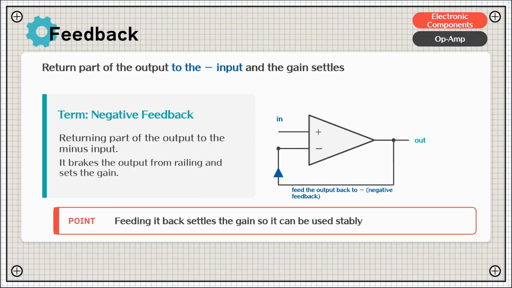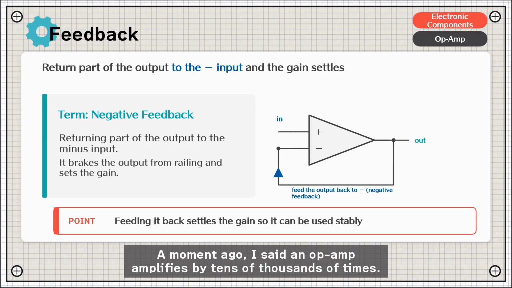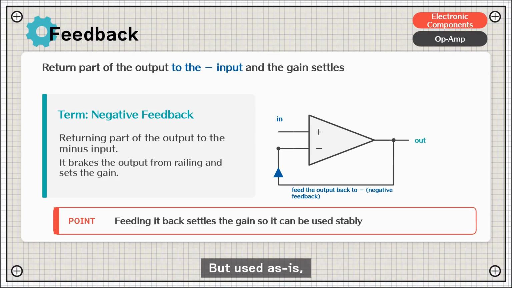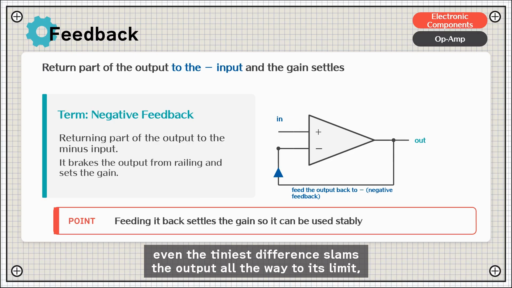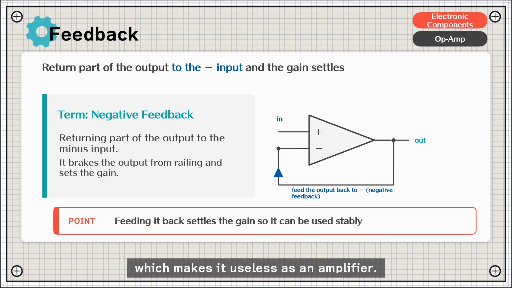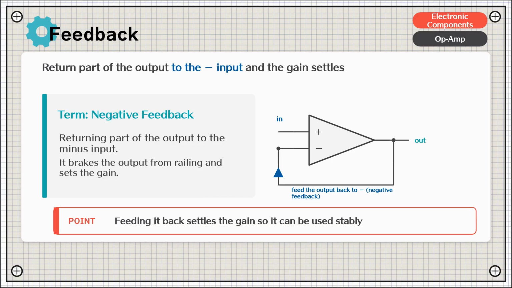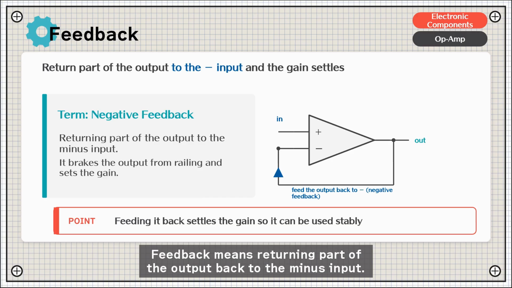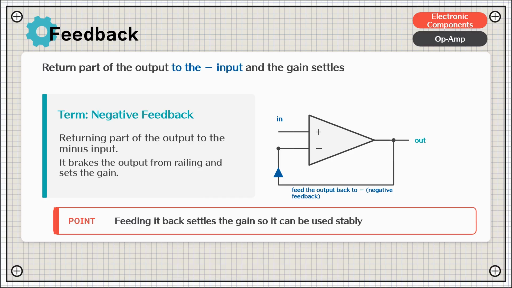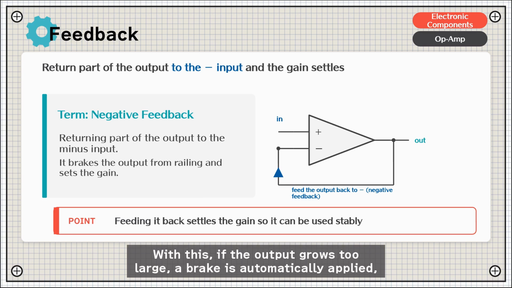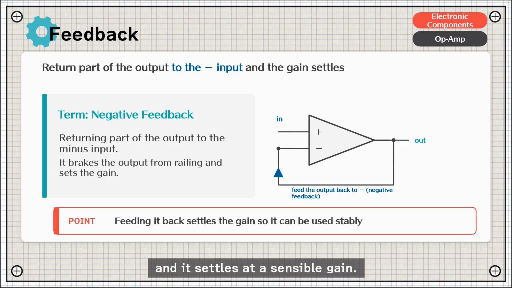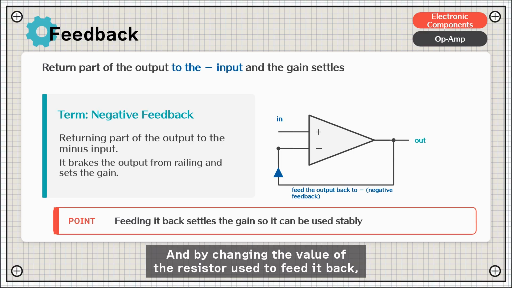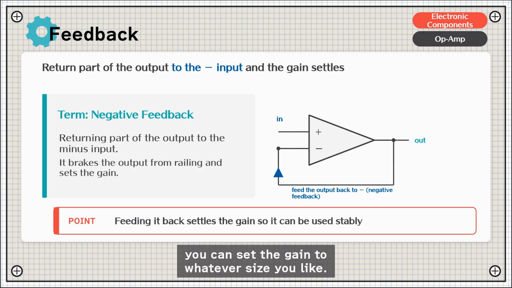Here, there's one problem. A moment ago, I said an op-amp amplifies by tens of thousands of times. But used as is, even the tiniest difference slams the output all the way to its limit, which makes it useless as an amplifier. This is where the idea of feedback comes in. Feedback means returning part of the output back to the minus input. With this, if the output grows too large, a brake is automatically applied and it settles at a sensible gain. And by changing the value of the resistor used to feed it back, you can set the gain to whatever size you like. This feedback is the very key to using an op-amp well.